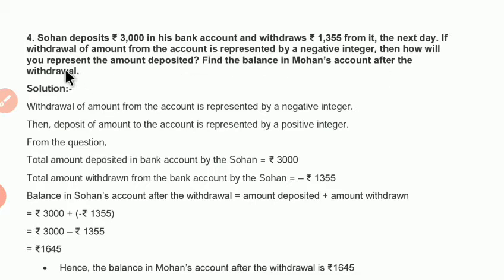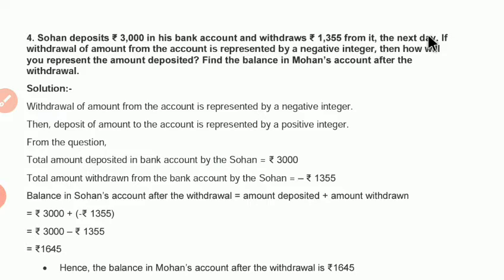First, let us understand the question. Sohan deposited rupees 3000 in his bank account. Deposited means he submitted 3000 in this bank, and withdraws rupees 1355 from it. After depositing rupees 3000 in the bank, he took how many rupees? 1355. Withdrawal means he has taken money from his account, out of the money he has deposited.